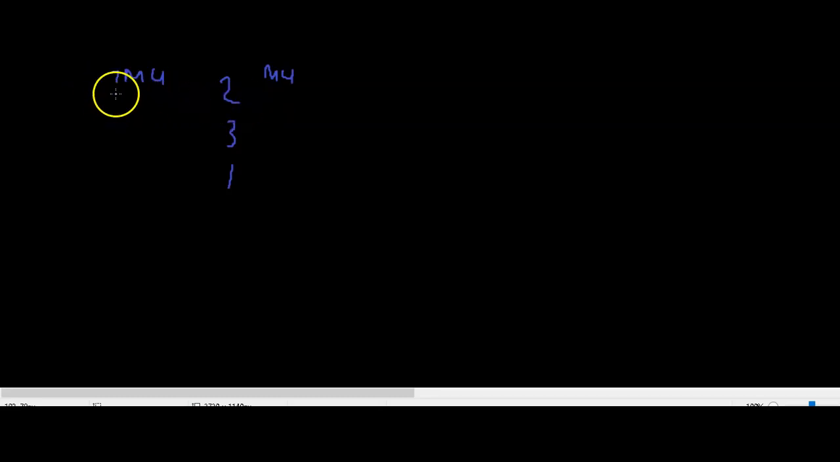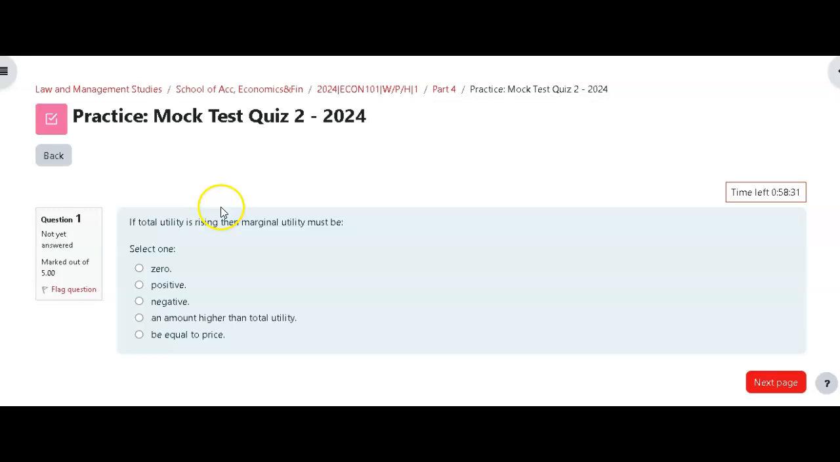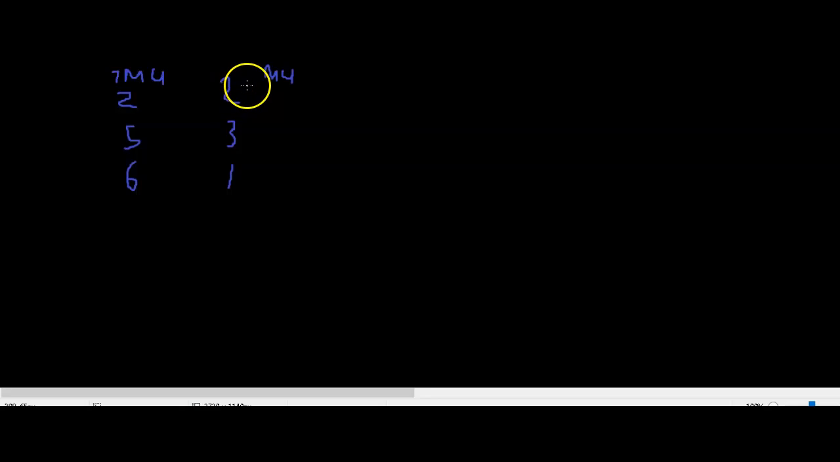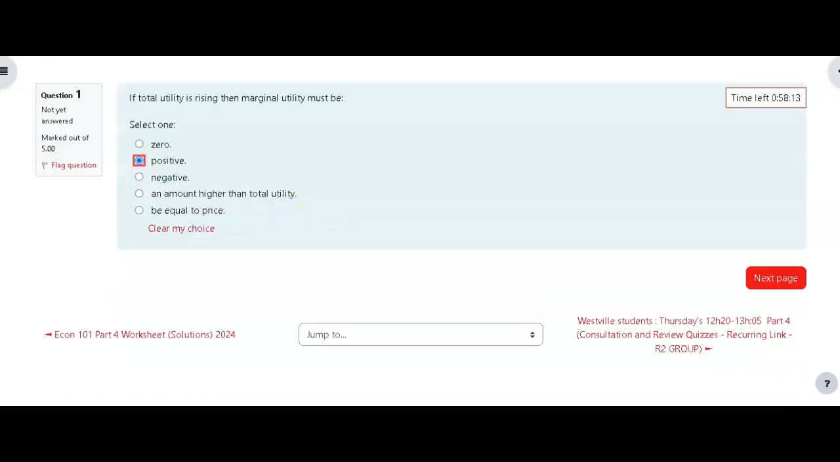So, obviously the first row will be 2, but for the second row, what number are you going to put over here? It is 2 plus 3, which is 5. The next one is 2 plus 3 plus 1, or you can just say 5 plus 1, same thing, that's 6. So, going back to the question, what is the question? If total utility is rising, then what will the marginal utility be? So, if you look at my diagram, all this is positive, and it's making this rise. So, the answer for that will definitely be positive, right? So, let's go and put positive. Next.